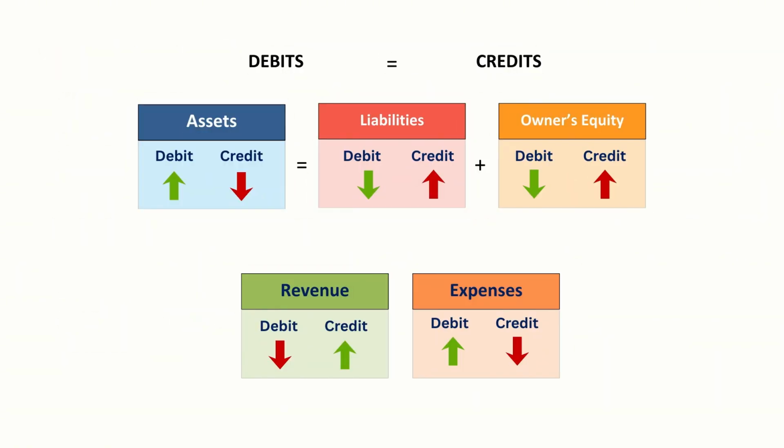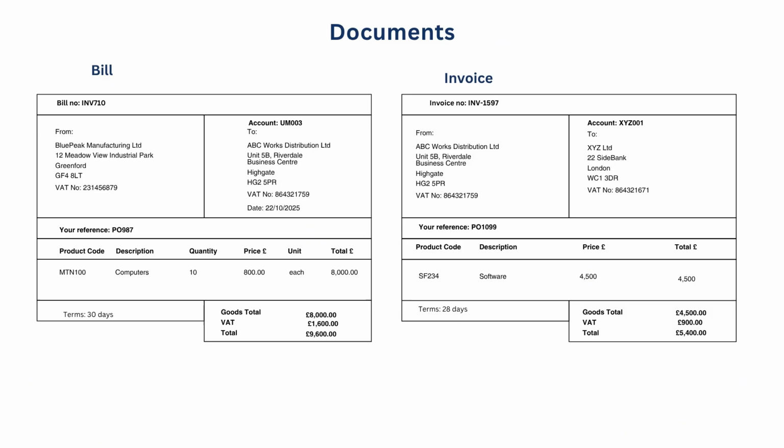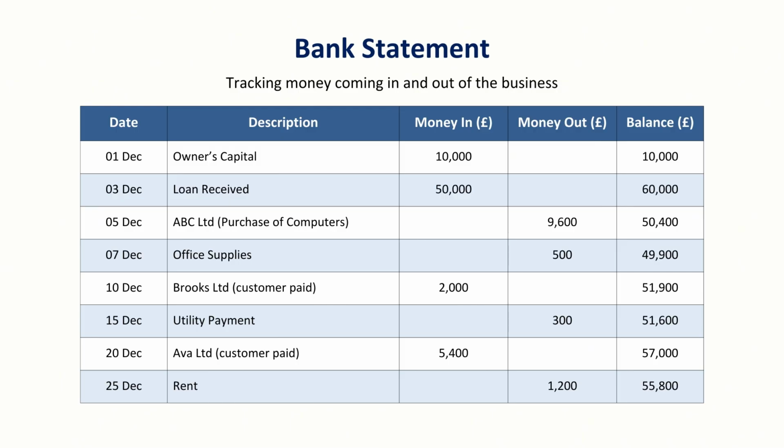Now let's practice how all of this looks in real accounts. We'll post the transactions into T accounts and then bring them together in a trial balance to check that everything adds up. Imagine we're looking at a few real documents, an invoice, a supplier bill, and some bank transactions. These are everyday business events. Our job is to turn them into accounting entries.